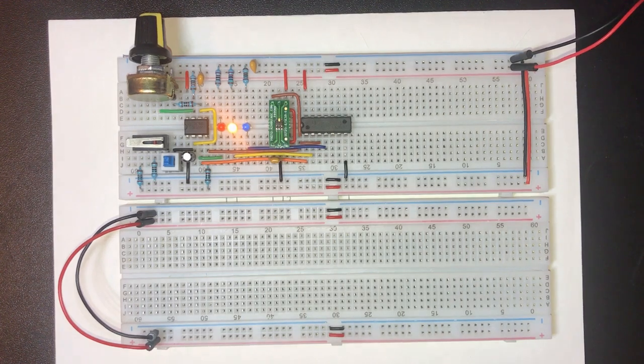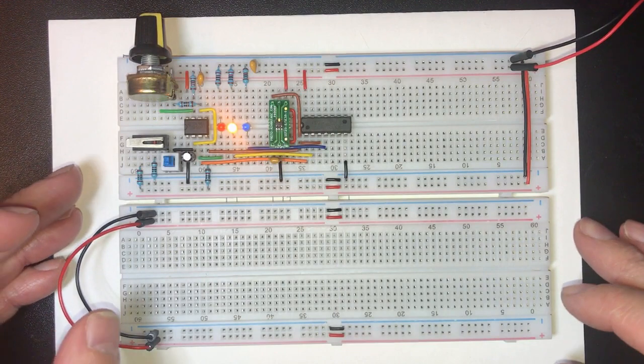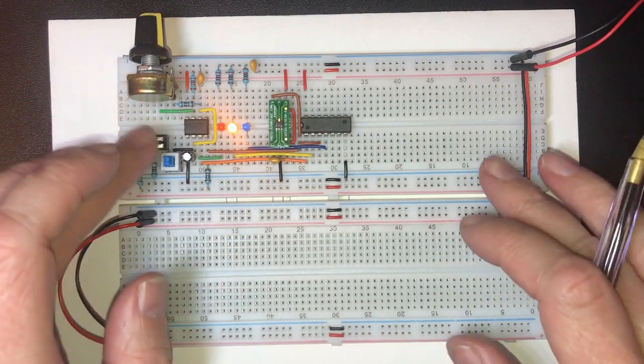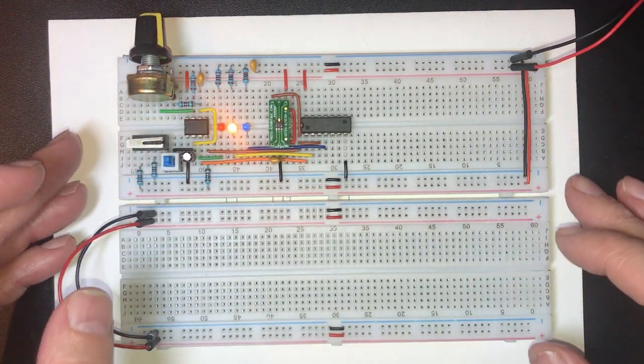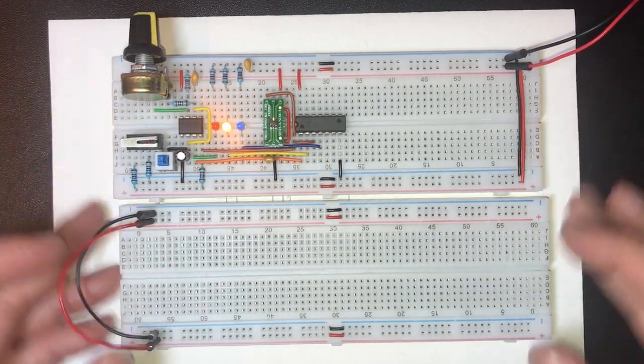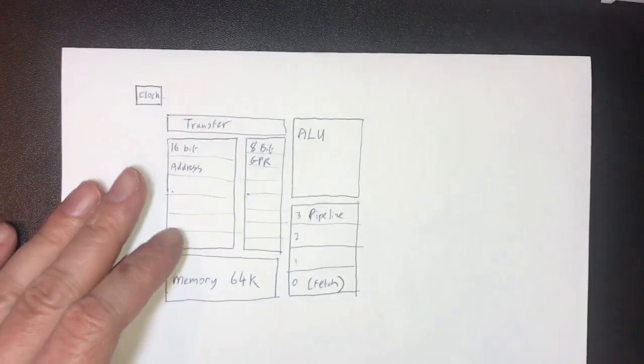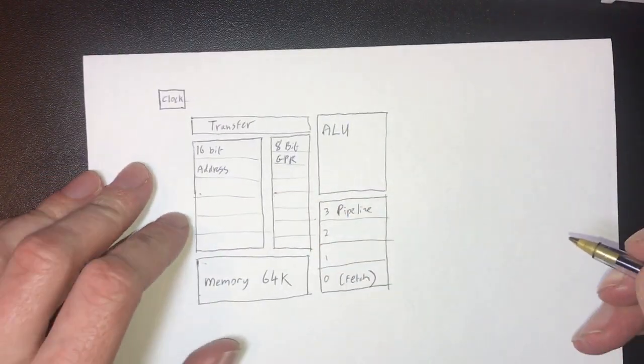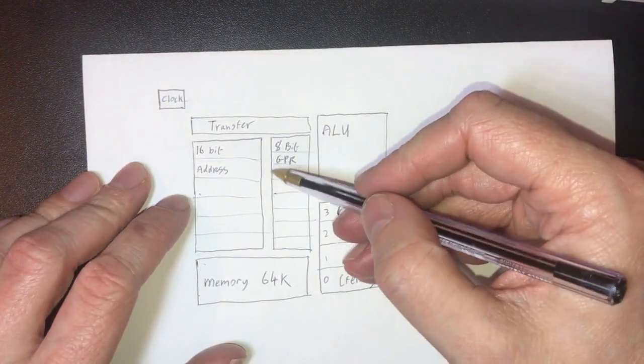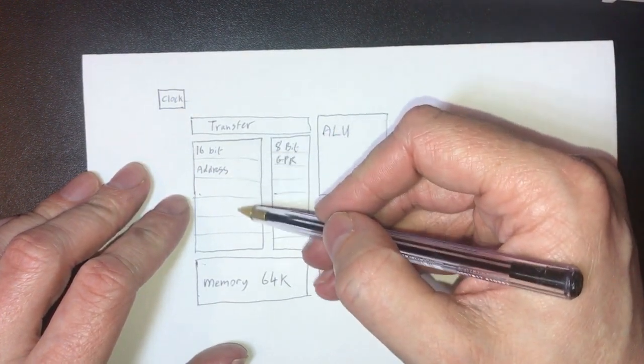Hi, and welcome to part 2 of my attempts to build a processor from scratch. Okay, here's the clock circuit I built in the first part, and here's an empty breadboard. So this is that block diagram I wrote out, and what I'd like to make a start on today is the 16-bit address registers.